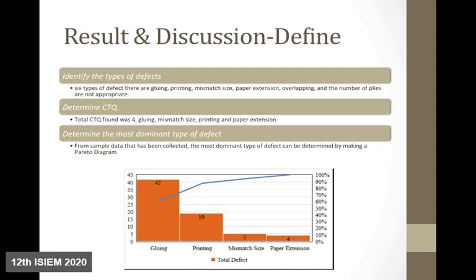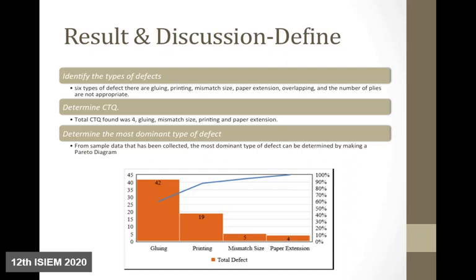This phase consists of 3 activities, i.e. identify the types of defect, determine CTQ, and determine the most dominant type of defect. The types of defect are determined based on reference from the product check sheet as well as interviews with related staff, where 6 types of defect were found. There are gluing, printing, mismatched size, paper extension, overlapping, and the number of plies not appropriate.